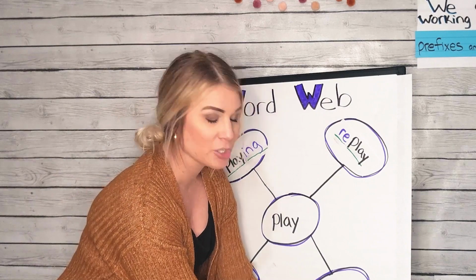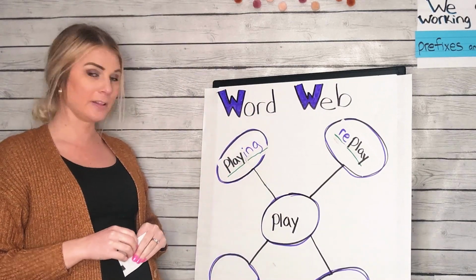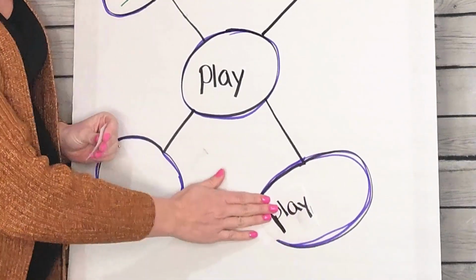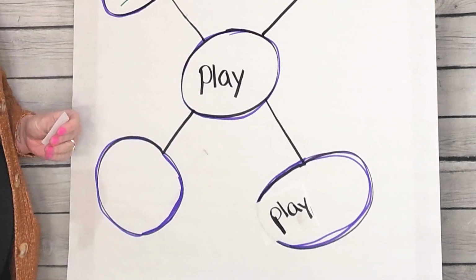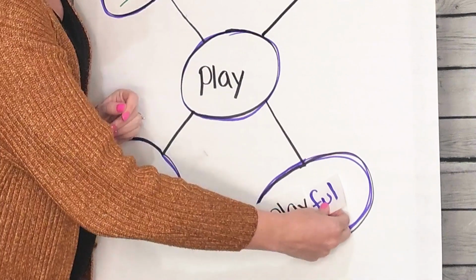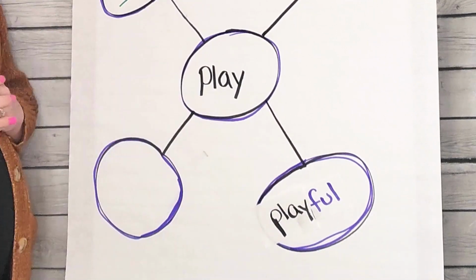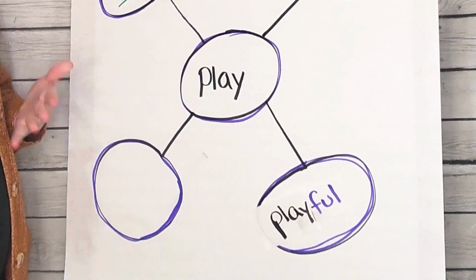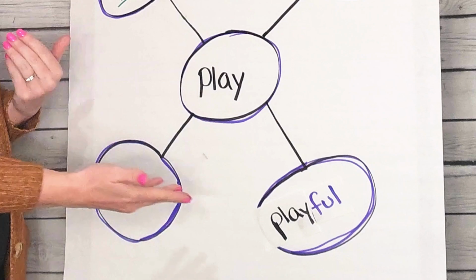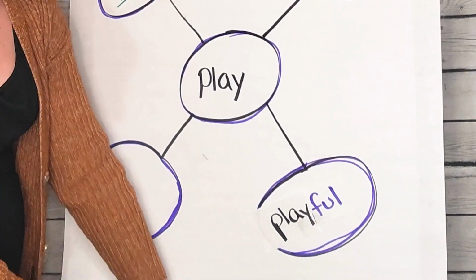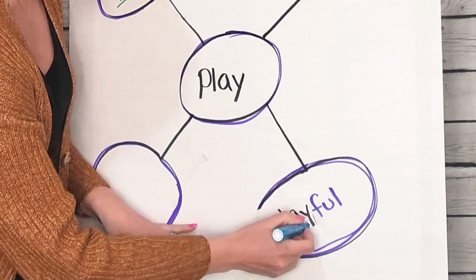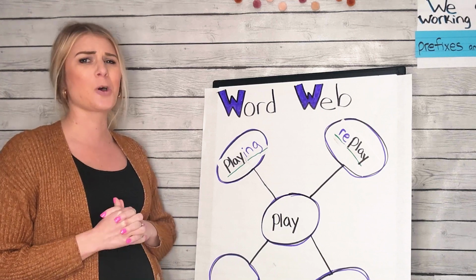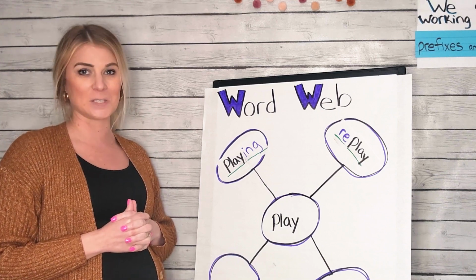This time, let's try adding the suffix full to create the word playful. Here's my base word, play. I know that that still has to do with doing something fun, and here's my suffix, full. Do you remember that our suffix full means full of? So my word playful must mean full of play. This is a describing word. It's an adjective. So I'm going to underline it blue to show that it is a describing word, an adjective. My puppy was so playful as he was running up and down the sand dunes.